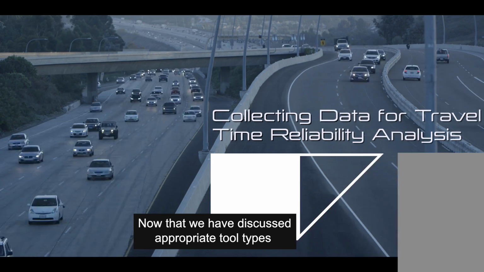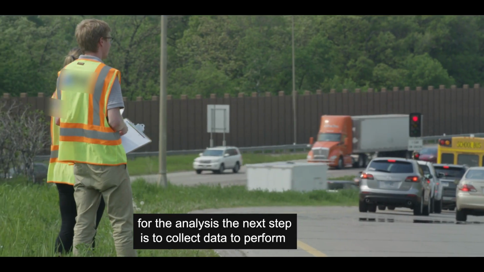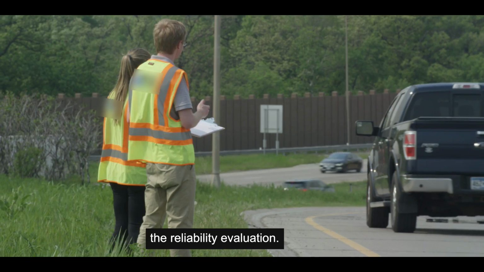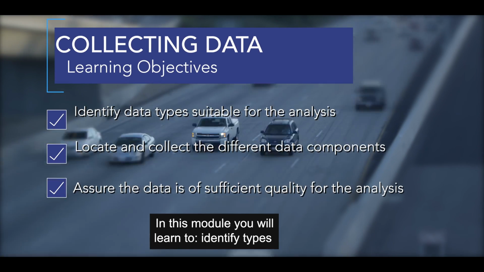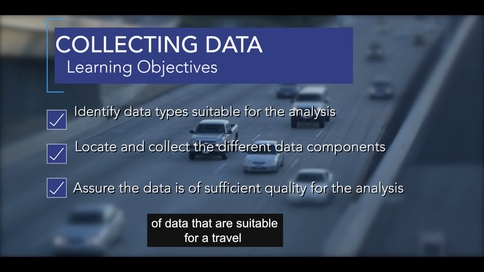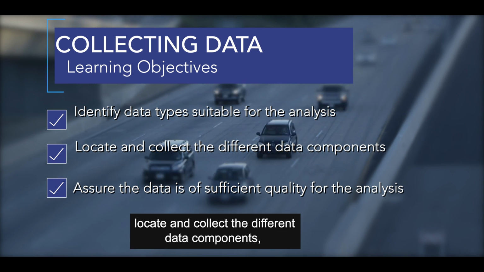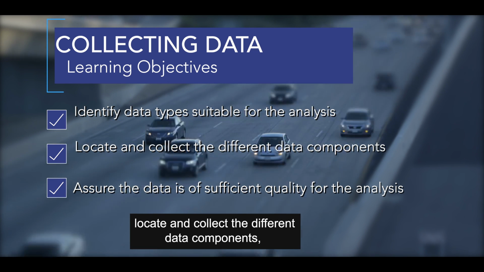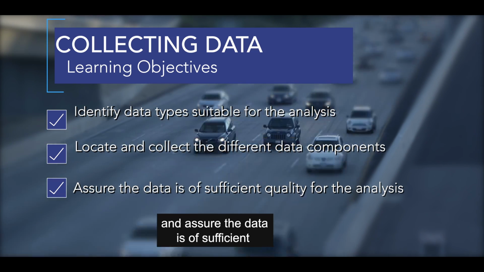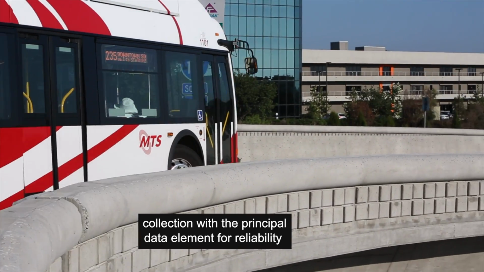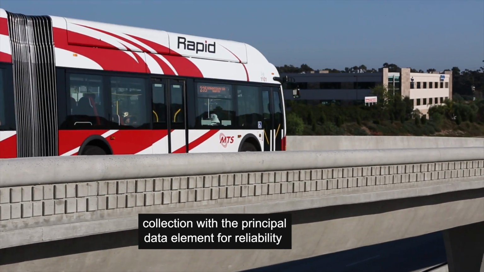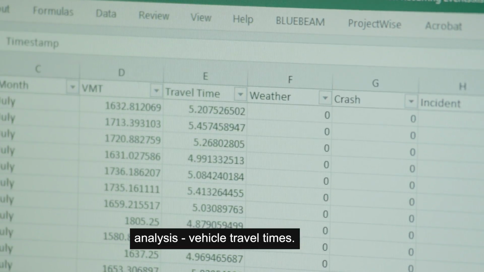Welcome to the fourth installment of the Reliability video series. Now that we have discussed appropriate tool types for the analysis, the next step is to collect data to perform the reliability evaluation. In this module, you will learn to identify types of data that are suitable for a travel time reliability analysis, locate and collect the different data components, and assure the data is of sufficient quality for the analysis. We'll begin our discussion on data collection with the principal data element for reliability analyses, vehicle travel times.